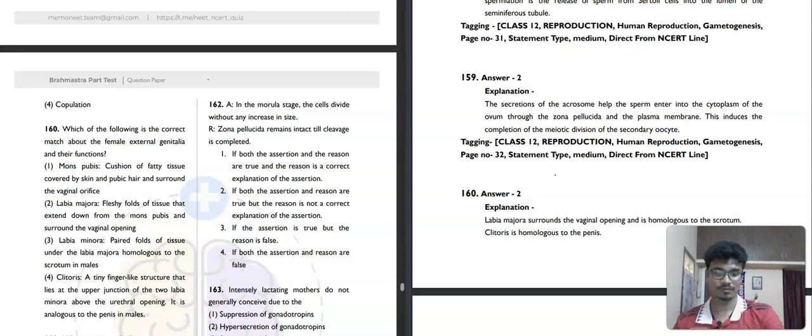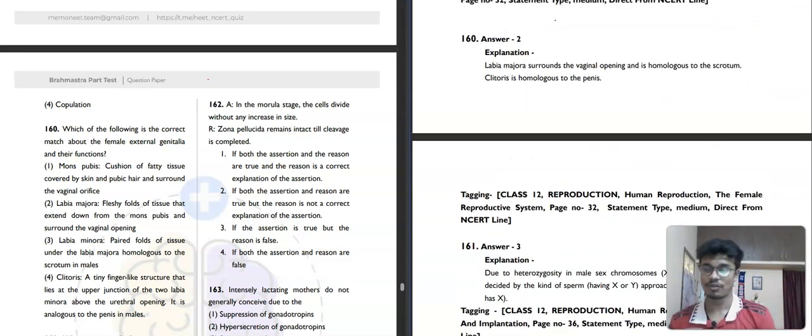Then question number 160. Which of the following is the correct match about the female external genitalia and their functions? Mons pubis, cushion of fatty tissue covered by skin and pubic hair and surrounding the vaginal orifice. This is incorrect, because if we see the structure, mons pubis is present here and the vaginal orifice is present here. So that's why this becomes incorrect. Then labia majora, fleshy folds of tissue that extend down from the mons pubis and surround the vaginal opening. Correct one.